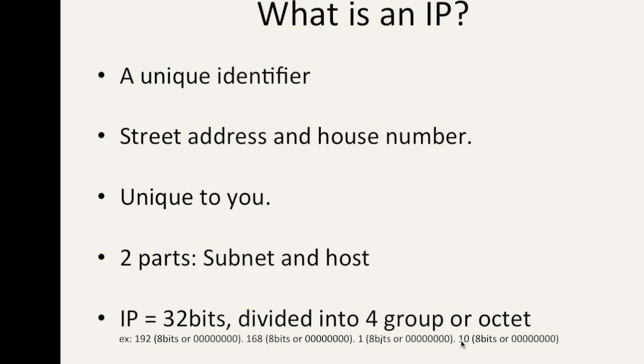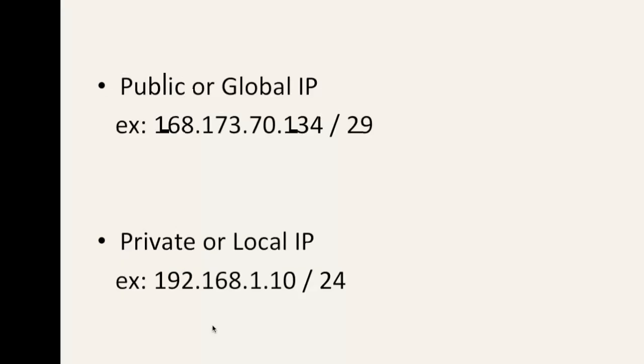So there are two types of IP addresses. There are global or public IP addresses, and they usually look something like this. Then there's a private IP or a local IP address. If you look at the IP on your machine locally at home, most likely you have a 192.168.something IP address. So there's private, and then there's public.